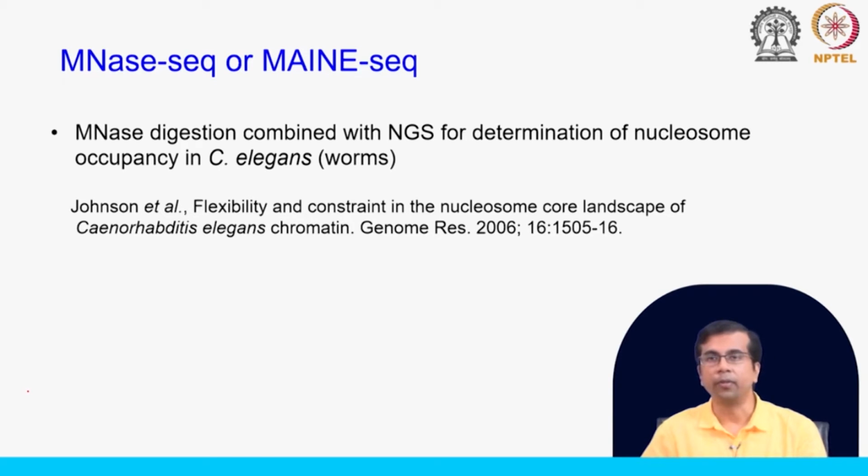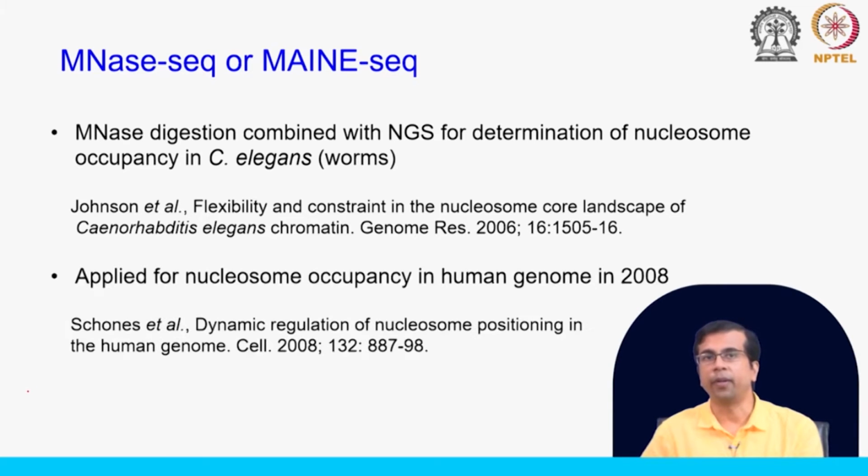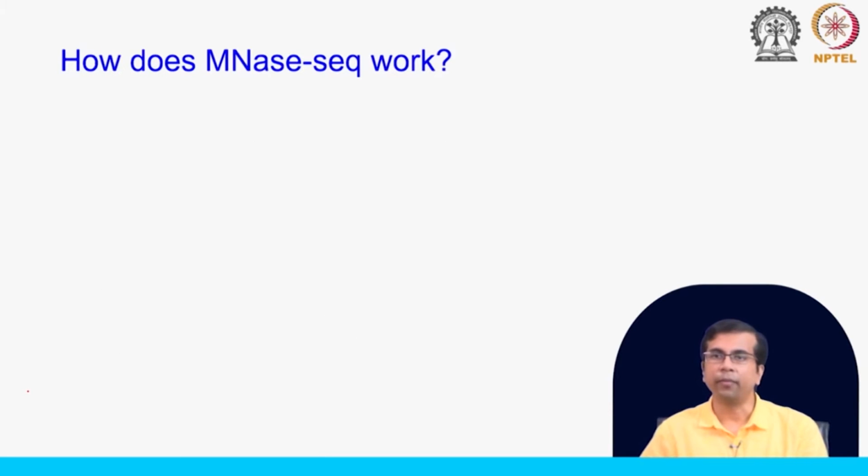Okay, so when we talk about nucleosome occupancy, we are looking at where nucleosomes are bound in the genome. Again, this relates to open chromatin, closed chromatin conformation. And this method was then applied in the human genome, also looking for nucleosome occupancy in 2008 in the paper that is mentioned here. So, how does MNase-seq work, right?